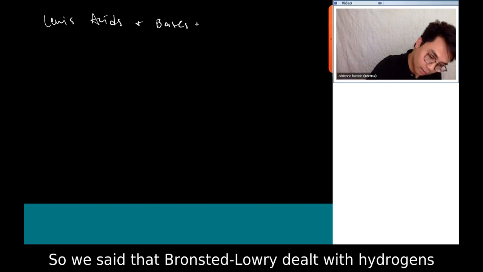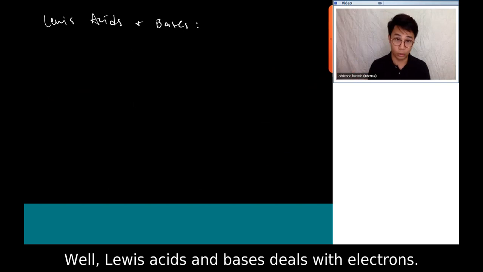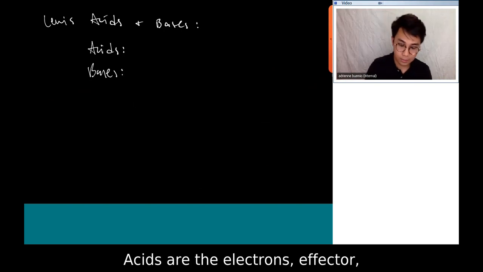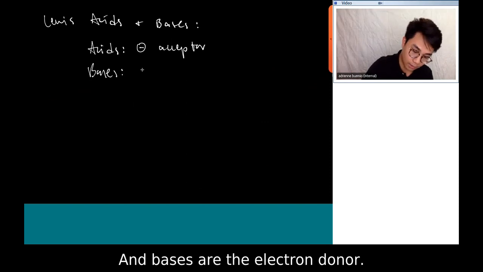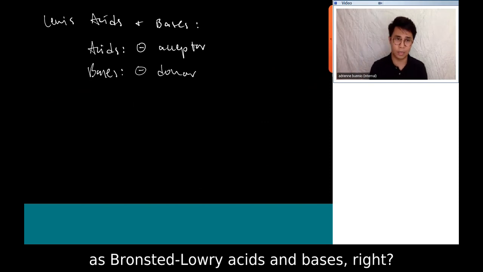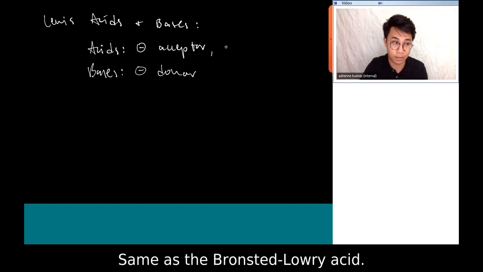So we said that Bronsted-Lowry dealt with hydrogens and protons, right? Well, Lewis acids and bases deal with electrons, but pretty much the same concept. So acids and bases. Acids are the electron acceptor, and bases are the electron donor. And if you think about it, it's pretty much the same as Bronsted-Lowry acids and bases, right? So this is also electron deficient, same as the Bronsted-Lowry acid.